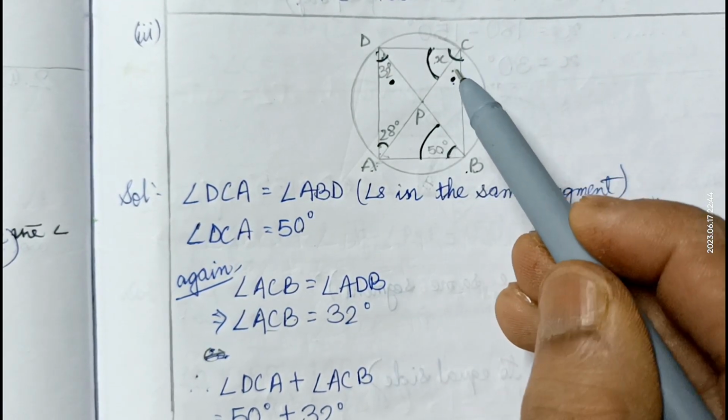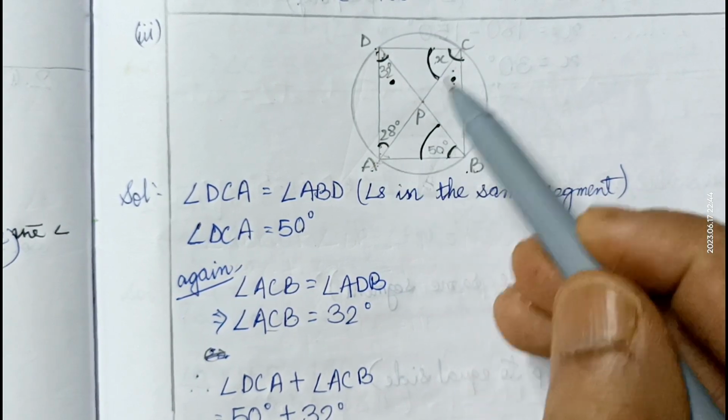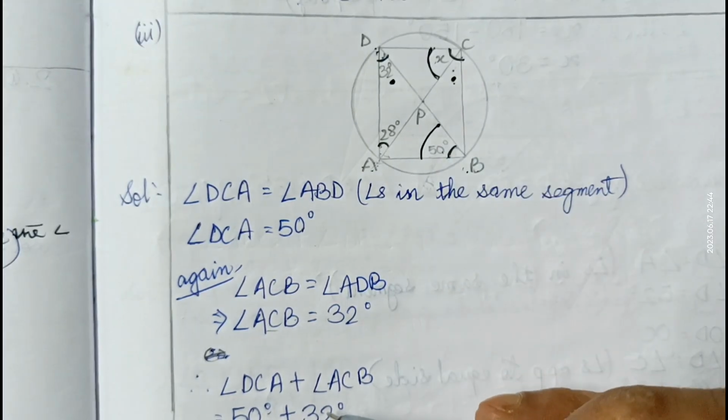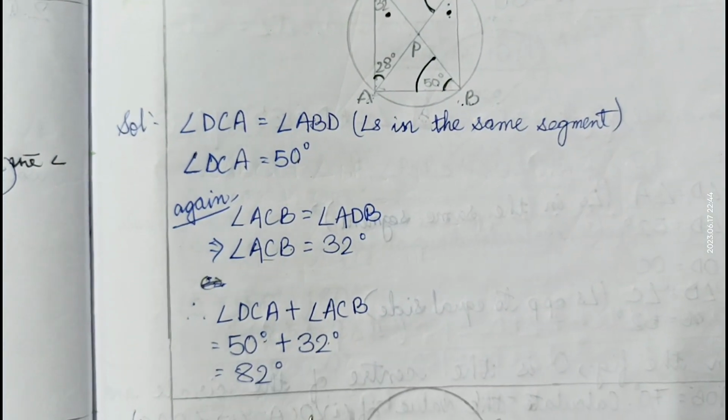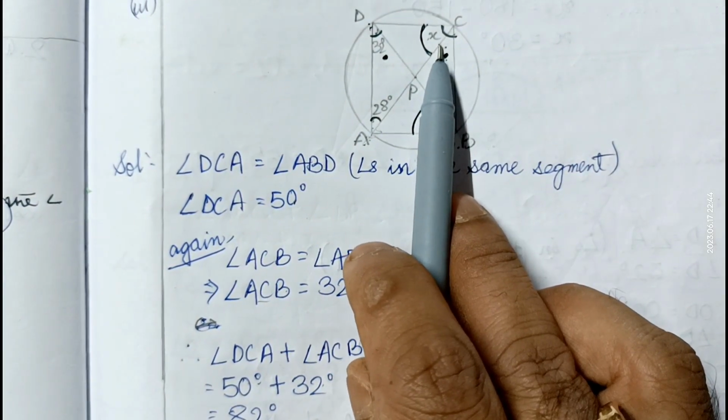Now this full angle, which is X, is the combination of DCA plus ACB. This part is 50, this part is 32. So 50 plus 32 will give 82. Therefore, angle X is 82 degrees.